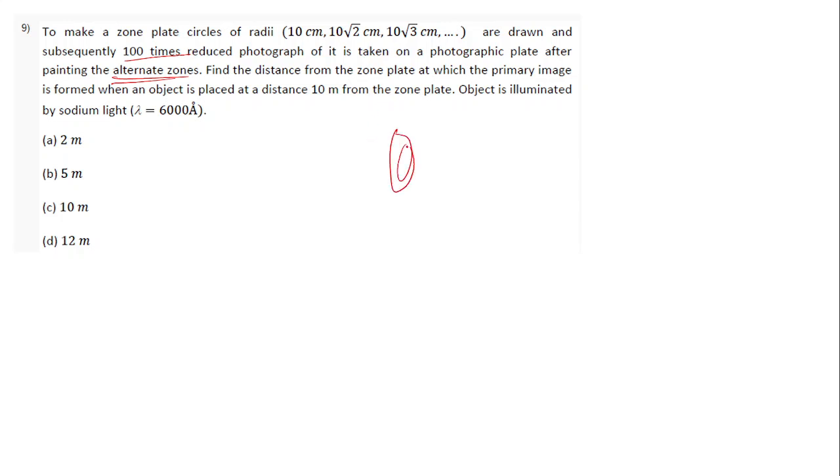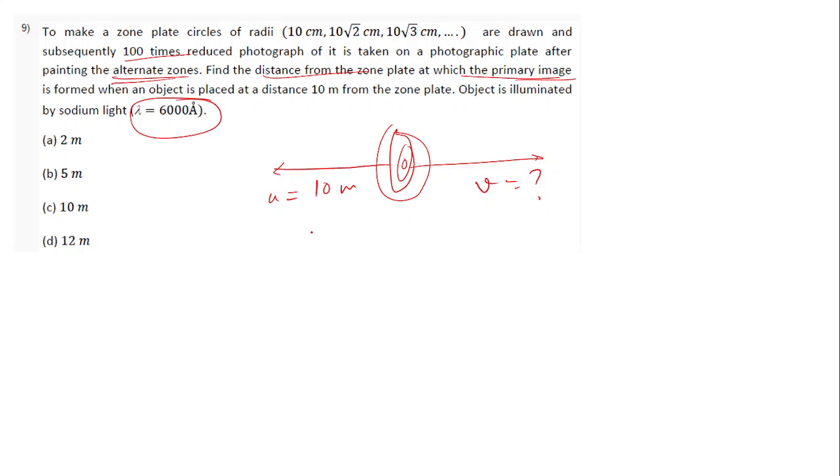So we have a zone plate with alternate dark and bright discs. The distance of the object from the zone plate is 10 meter. We need to find the distance from the zone plate at which the primary image is formed. Corresponding to different zone orders, we will get images at different focal lengths, so we need the image distance B for the primary image. Lambda and the object distance are given.